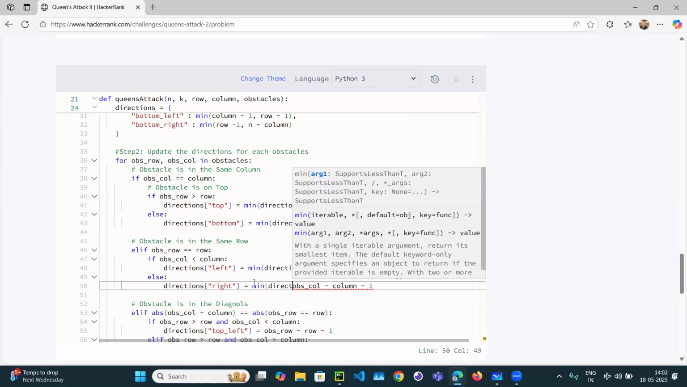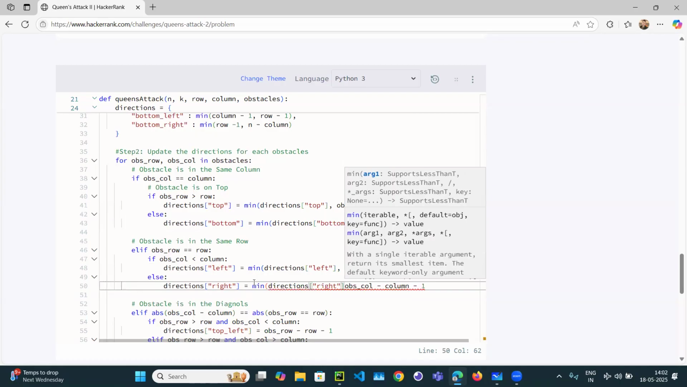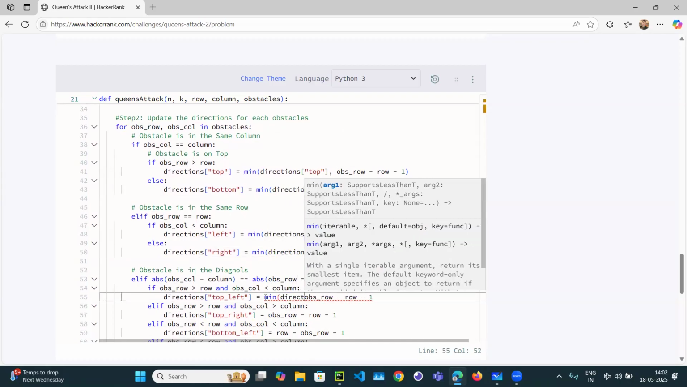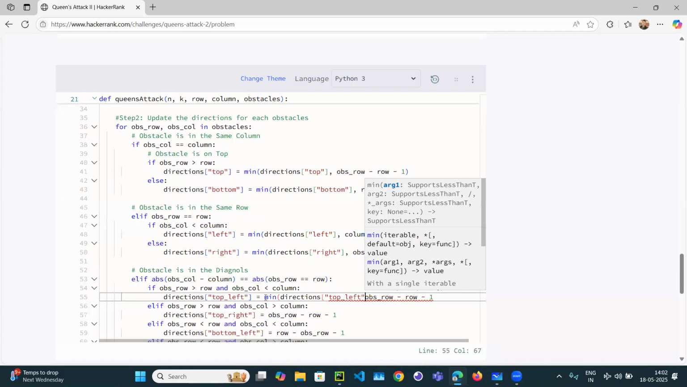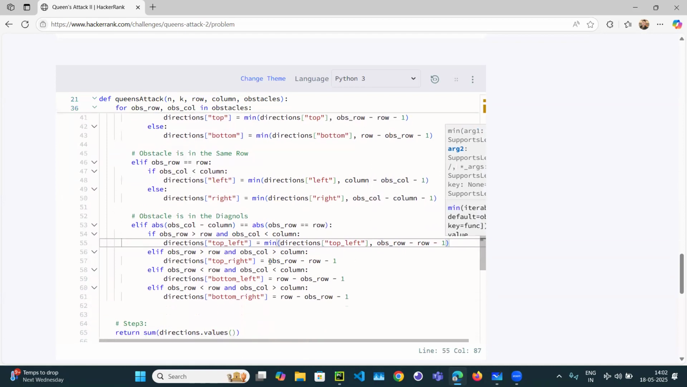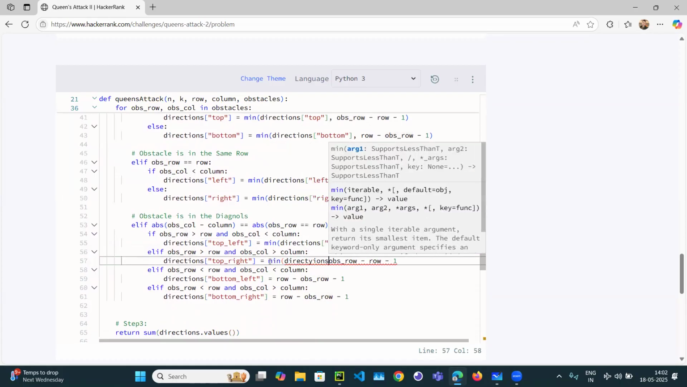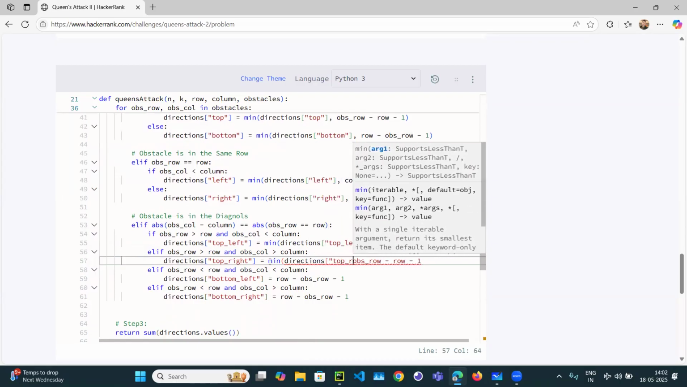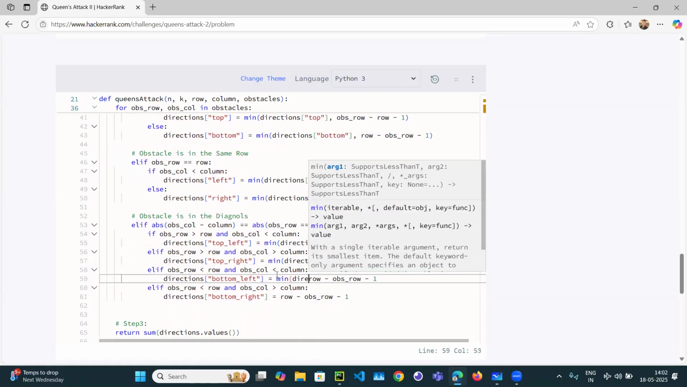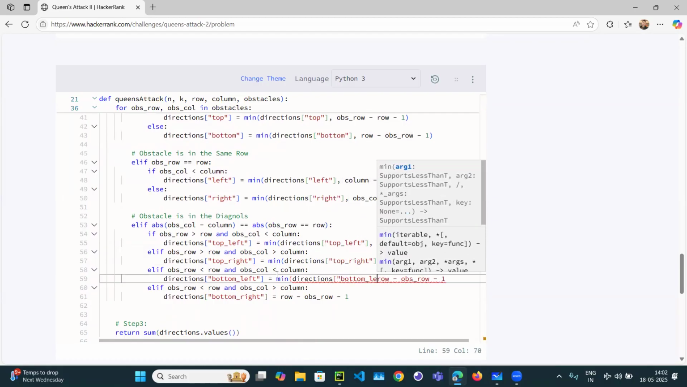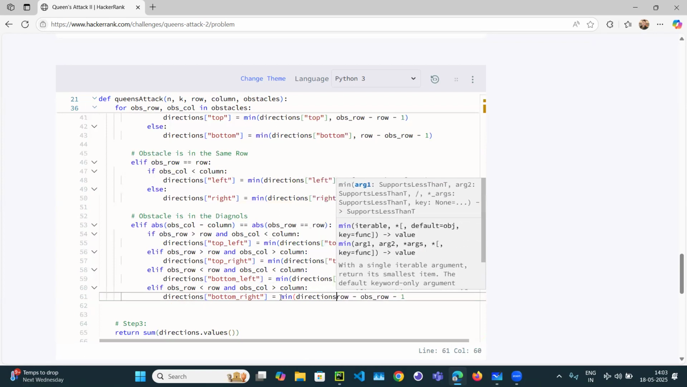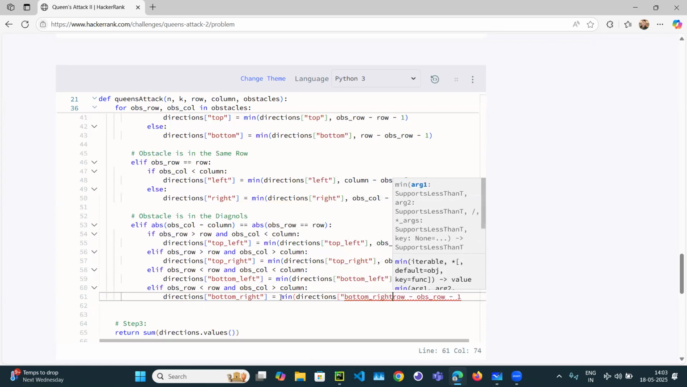Now minimum of directions of right, minimum of directions of top left, similarly here minimum of directions of top right, similarly minimum of directions of bottom left, and similarly here minimum of directions of bottom right.